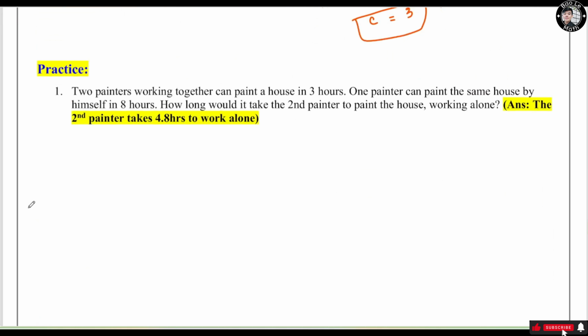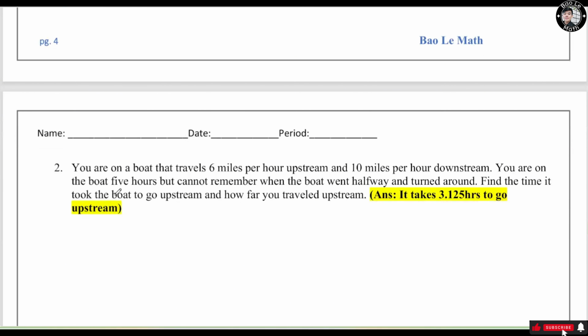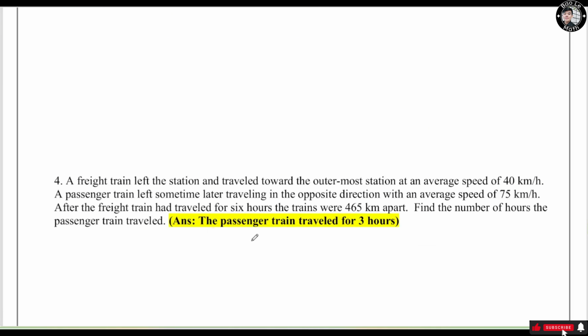Now I have practice problems for you, problem number 1, and I leave the keys over here for you to check. Number 2 right here, number 3 right here, and number 4 right here. And it's your time to start.